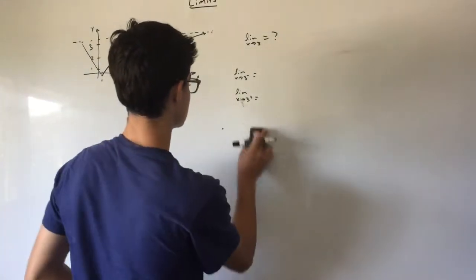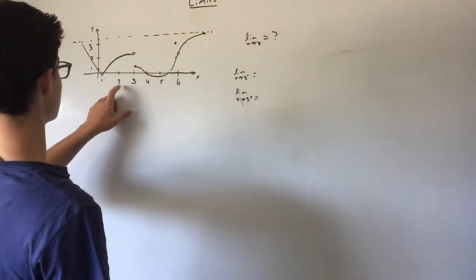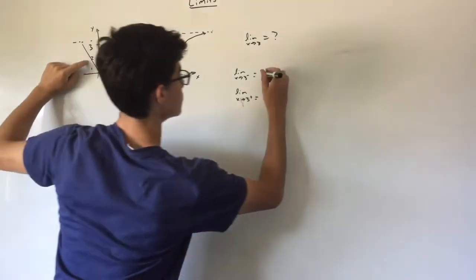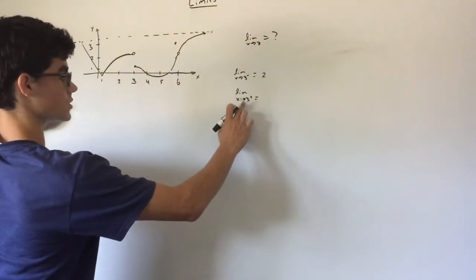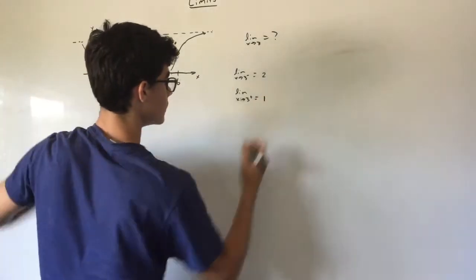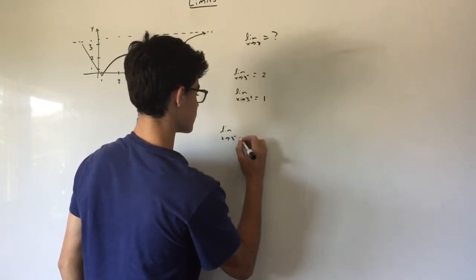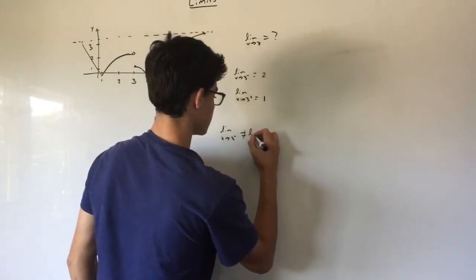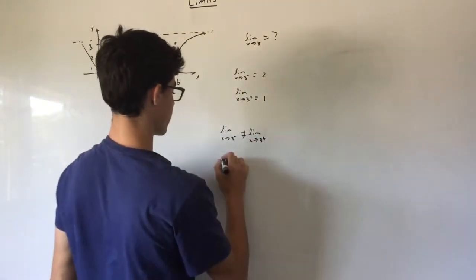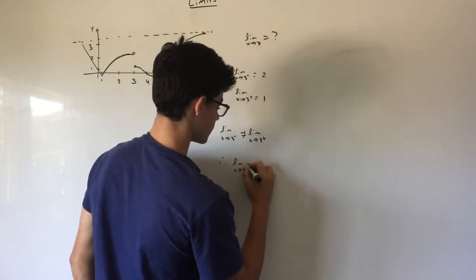So let's jump back into the problem here. We have the limit as x approaches 3 from the left. If we go from the left, as x approaches 3, it goes to 2. And the limit as x approaches 3 from the right, so we go this way, and we have 1. And so from here, we see that the limit as x approaches 3 from the left is not equal to the limit as x approaches 3 from the right. Therefore, the limit as x approaches 3 does not exist.